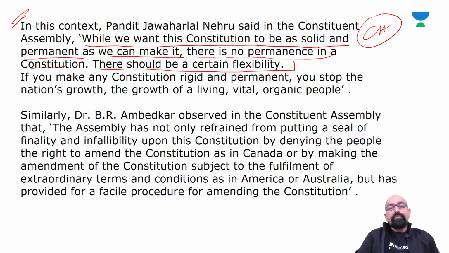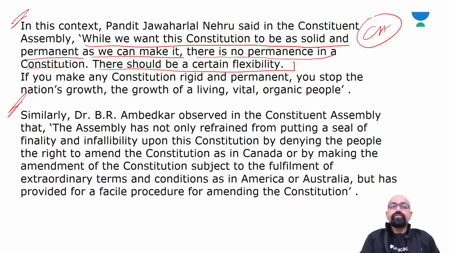And in the same context, Pandit Jawaharlal Nehru said in our Constituent Assembly that while we want this constitution to be as solid and permanent as we can make it, there is no permanence in a constitution. There should be a certain flexibility. So at the need of our people or our country, we can change these rules with the process of the amendment.